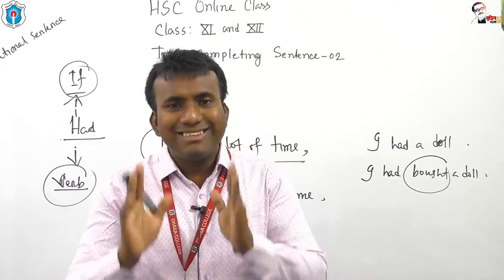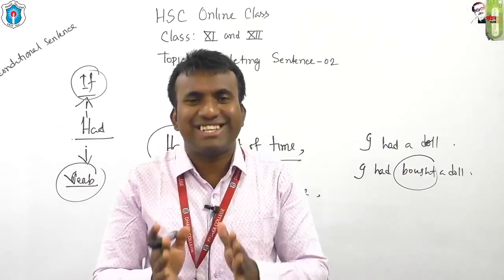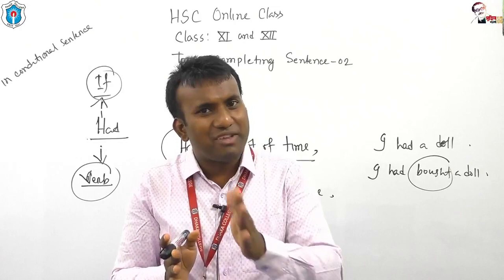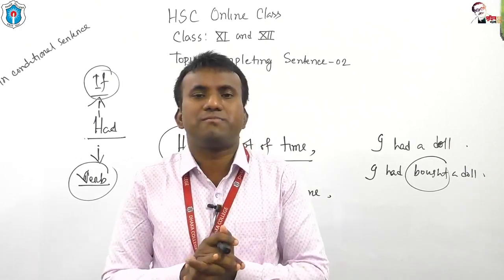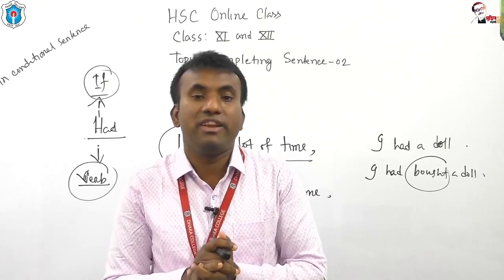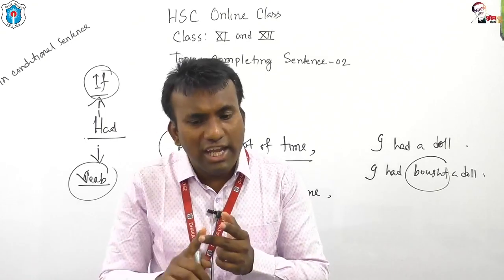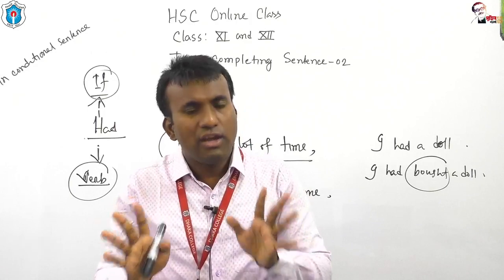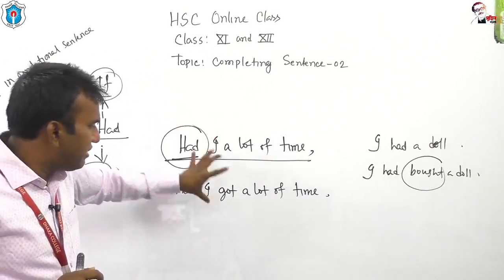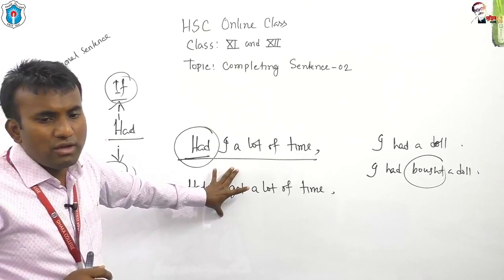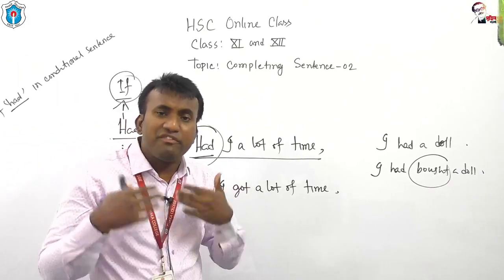So, until you get a past participle form of the verb, you can't call a sentence past perfect. It will be past indefinite if you get only had. Is it clear to you? I think so. So my dear students, this is an example of past indefinite, this is an example of past perfect. So try to be very clear.